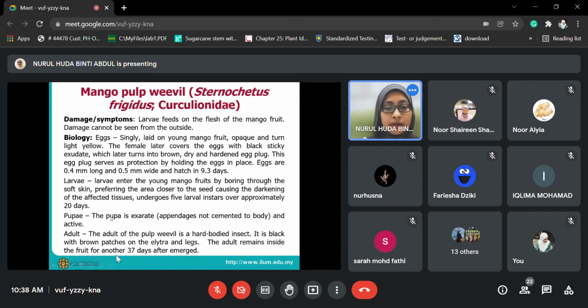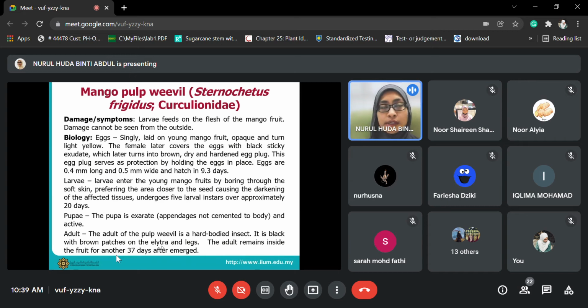So inside the mango, the insect goes through its metamorphosis in the form of larvae, pupae, and then you may find adults inside the infested fruit. The adult only comes out from the fruit around 37 days after emerging. So it has emerged as an adult inside the fruit, and later will dig a tunnel suitable for its size to exit the infested fruit.